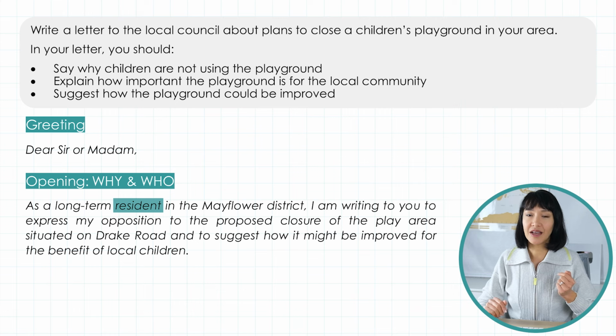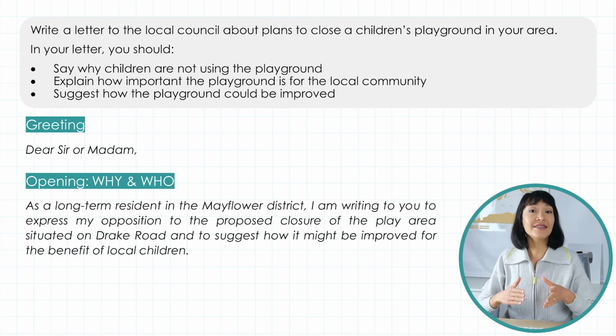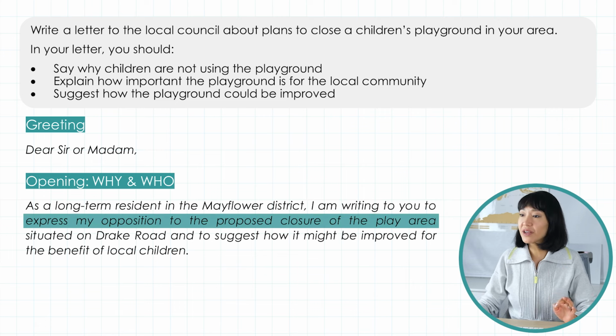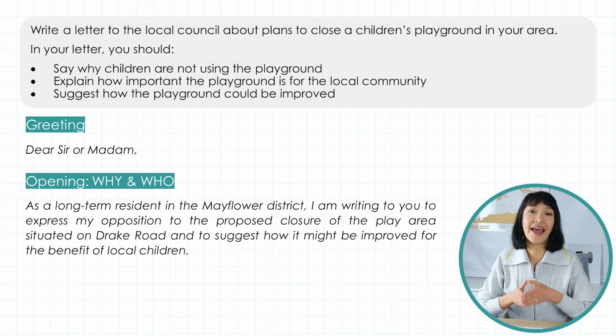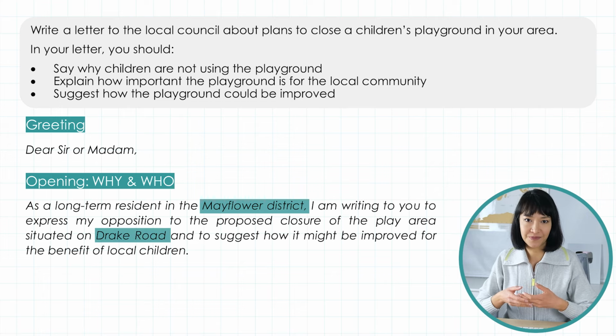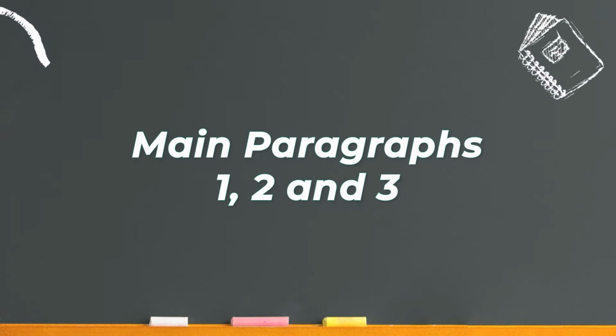The choice of words in the entire sentence also highlights this formality. I'm a resident. I don't just live in the area. I've lived there for a long time, so I'm a long-term resident. I'm against the idea of closing the playground. That's fine, but in more formal language, that becomes I express my opposition to the proposed closure of the play area. What else? I think it's always a good idea to add little details such as location, Mayflower District, Drake Road. Now we're into the main or body paragraphs.